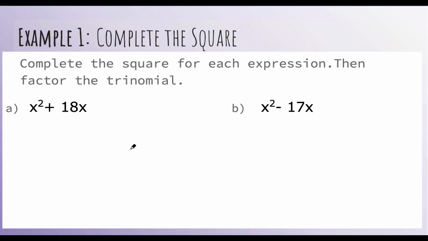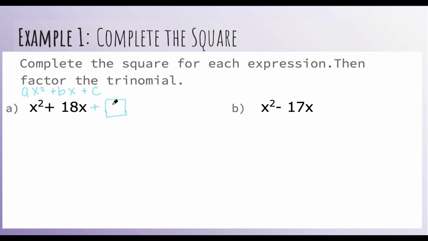Okay, let's look at our first example. We're going to complete the square for each expression, and then we're going to factor the trinomial. So we said our first step is we're going to find half of b. Let's think here. If we were to think of standard form of a quadratic, that's going to be ax squared plus bx plus c. So we see that we have our quadratic term, we have a squared term, we have our bx, and then we need to add on some constant. So I'm going to put plus some number in a box, in a square. Okay, that's our box that we're adding on.